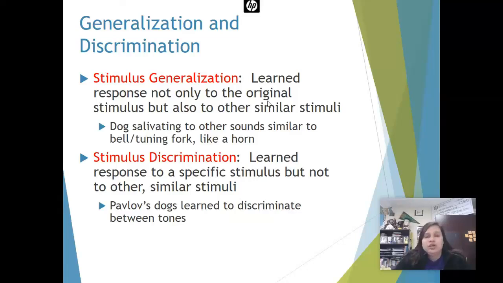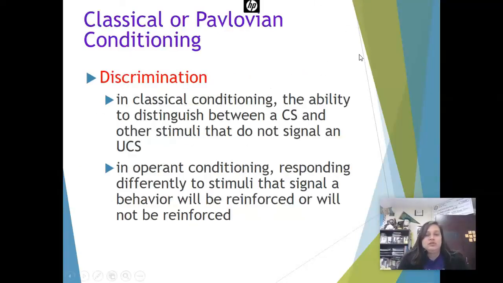But he found he could also do the opposite. He could teach the dog to discriminate the behavior. If he would play a tuning fork and bring out the food, then the dog would drool. But if he would play a horn and not bring any food, then the dog would learn, okay, plays horn, no food, tuning fork, food. So he would learn to discriminate between the two. So as long as the unconditioned stimulus was there with it, then the dog would have a response. He would learn to tell the difference between the tones. We'll do some more examples of discrimination and generalization in this section.